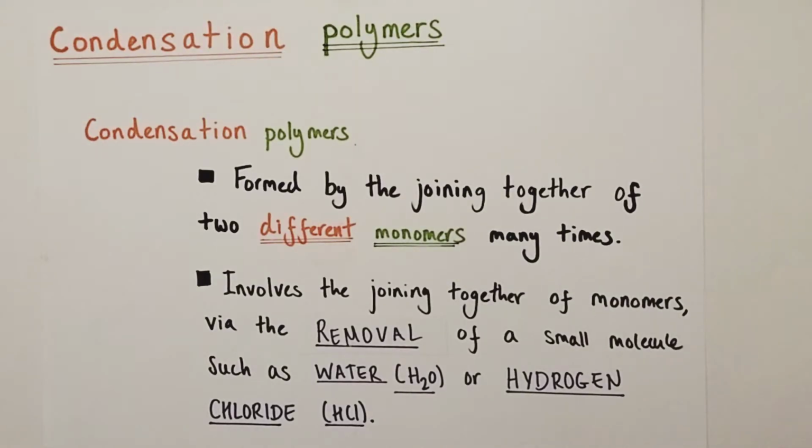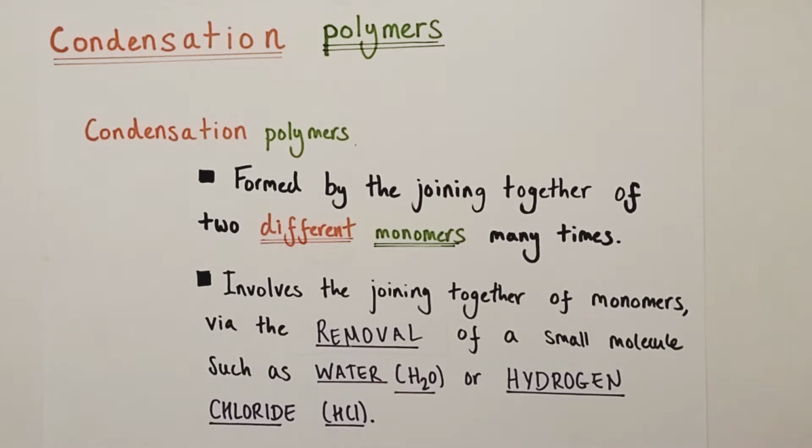Condensation polymers differ from addition polymers in two key ways. The majority of condensation polymers are formed by joining together two different monomers many times over, rather than the same monomer again and again and again. That's not universally true because polylactic acid is a condensation polymer formed from the same monomer, but many condensation polymers are formed by joining together two different monomers many times over.